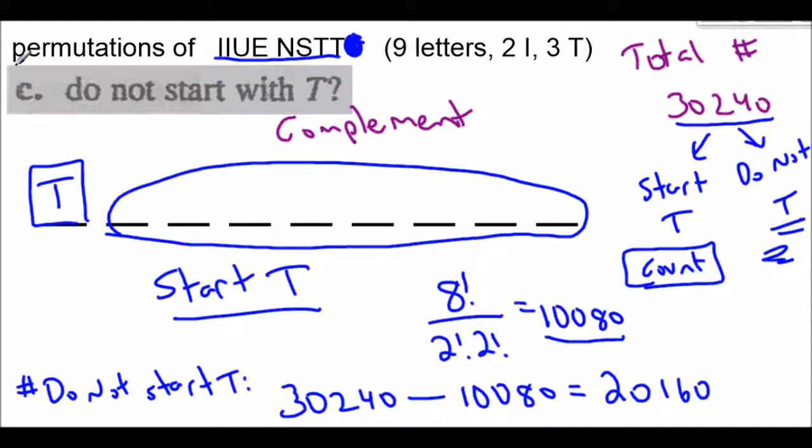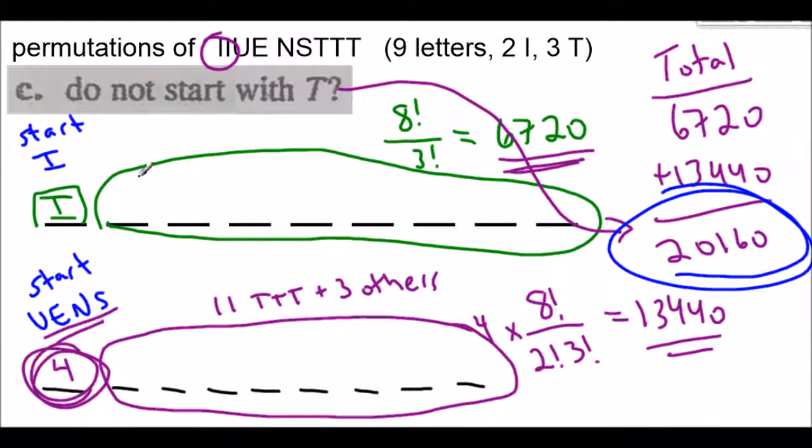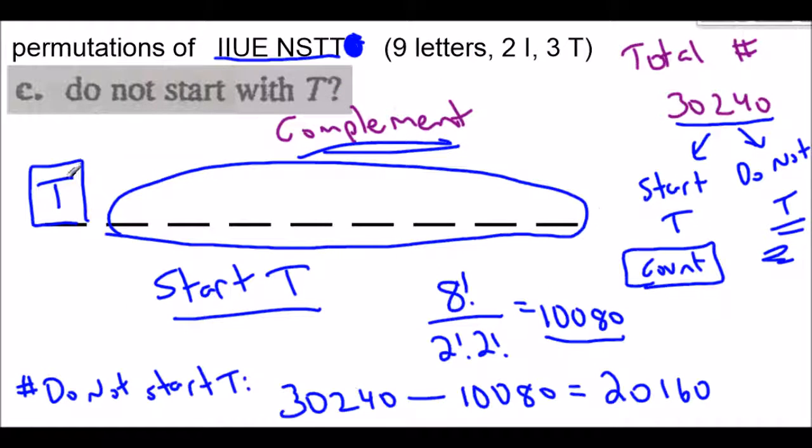This method may seem faster to you. It does to me. I like using the complement method. You've seen me use it a lot in class. And it means that I don't have to worry about cases, because starting with a T is the only option here. Okay? So that's how you can approach this question two different ways. Let's look at part D.